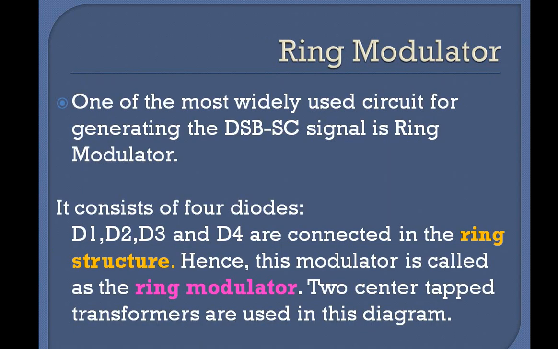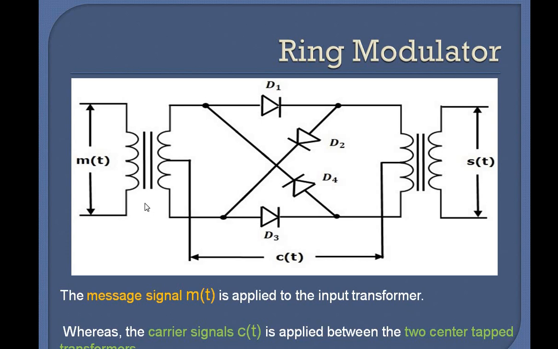In the second technique, the ring modulator, the difference is that the carrier wave used here is a square wave. So that's the reason we go for the Fourier series of the square wave and then get the output of the DSBSC. In the ring modulator, you have 4 diodes and 2 center tapped transformers. One center tapped transformer is where you give the input message signal m(t), and at the second center tapped transformer you get the modulated output.